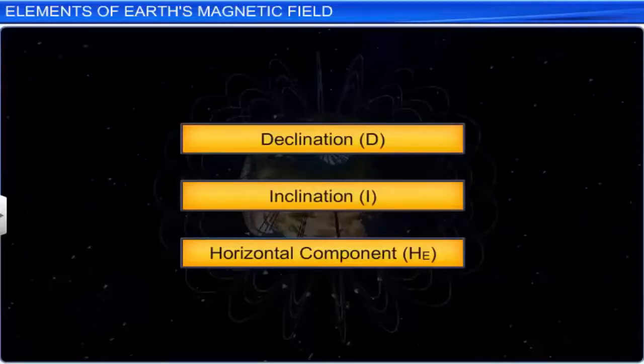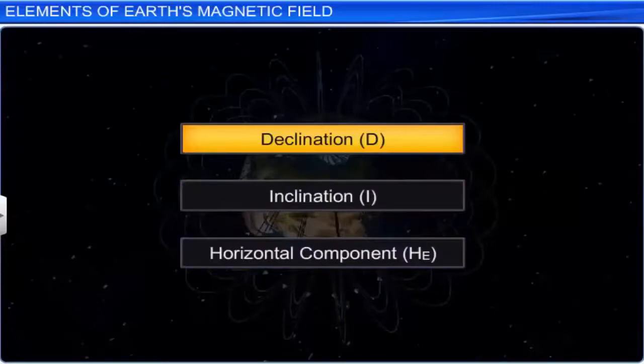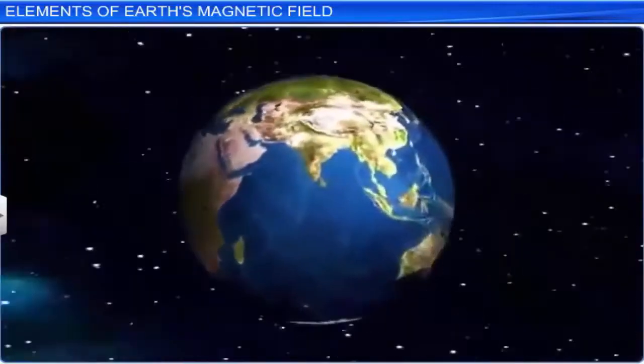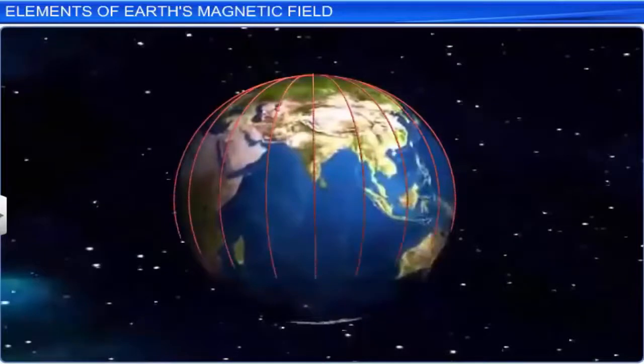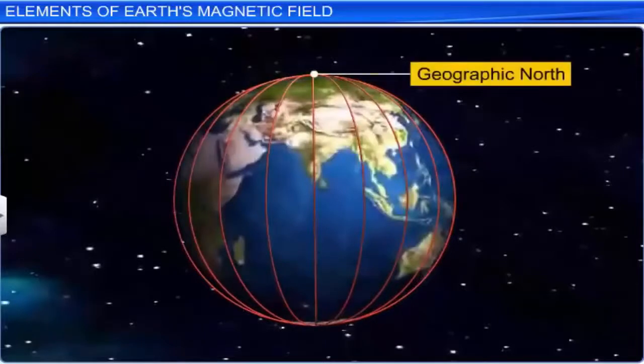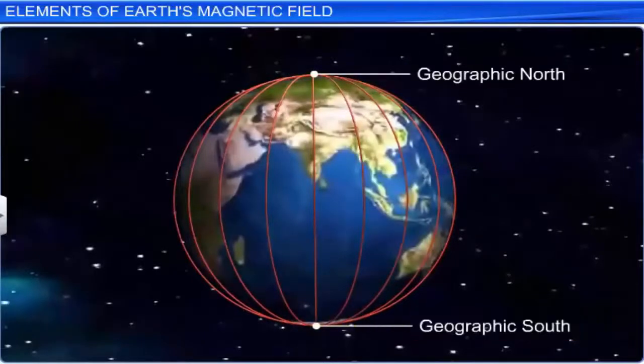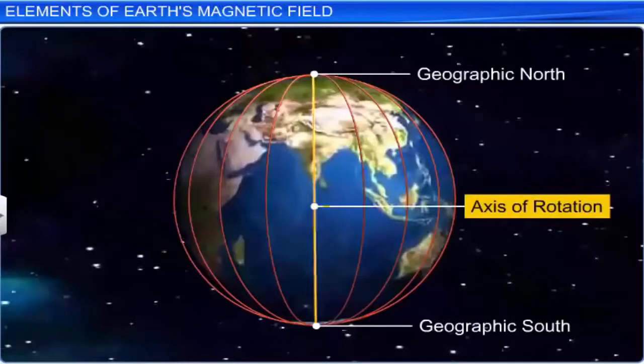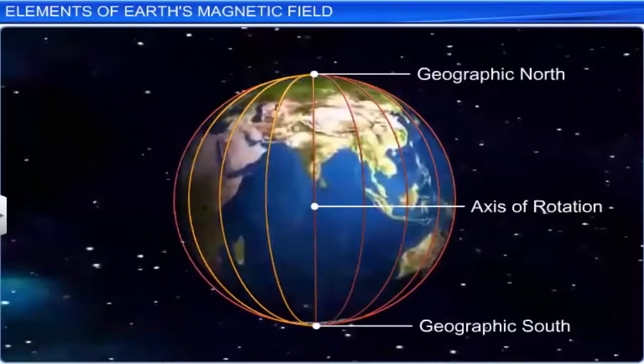First, the declination. We all know that the Earth is spherical in shape. On this spherical surface, we can draw an infinite number of imaginary circles passing through the Earth's geographical north and south poles. All these circles have one common diameter, which is the line joining the geographical north and south poles, or the Earth's axis of rotation. These imaginary circles are called longitudes.